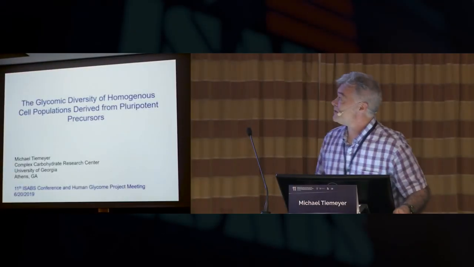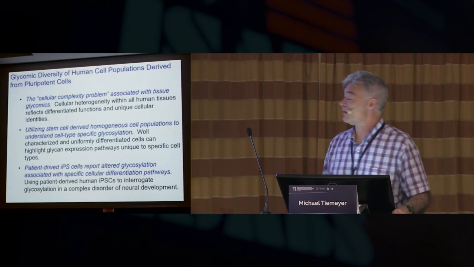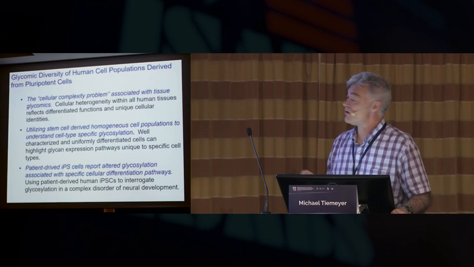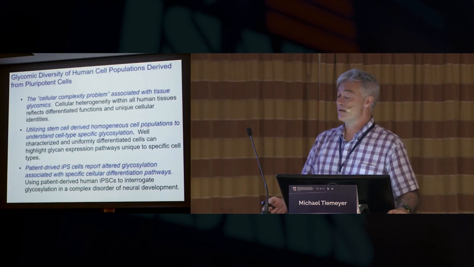Okay, so the title of my talk is Glycomic Diversity of Homogeneous Cell Populations Derived from Pluripotent Precursors. And really what I want to try and address a bit is what I refer to, or many of us refer to, as the cellular complexity problem in thinking about doing glycomics on tissues. Tissues are complex things. And can we simplify our glycomic questions to look at more homogeneous cell populations, and how do we get those homogeneous cell populations?